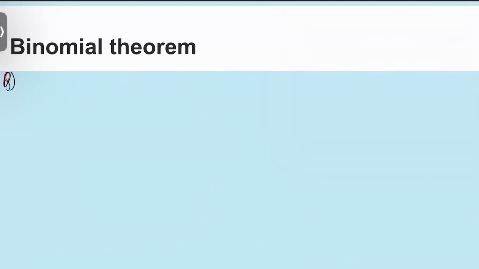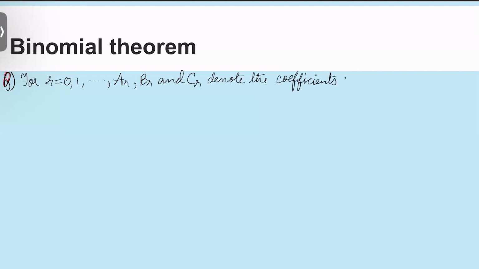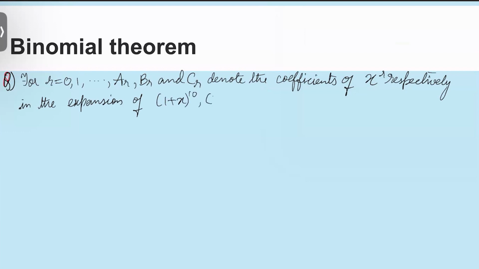So suppose you are given, for r equals 0, 1, all the way up to infinity, A_r, B_r, and C_r denote the coefficient of x^r respectively in the expansion of (1+x)^10, (1+x)^20, and (1+x)^30.